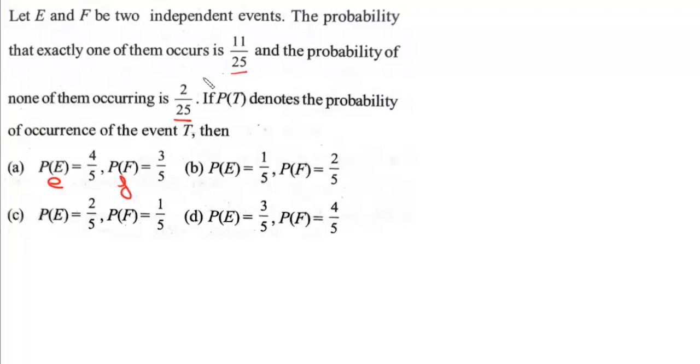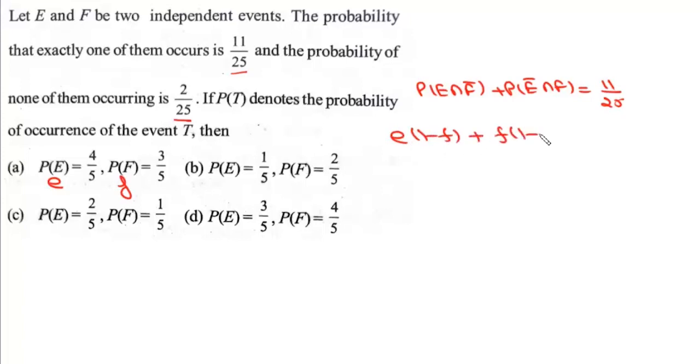Now the probability that exactly one of them occurs is the probability of E intersection F complement plus the probability of E complement intersection F, and this probability is 11 by 25. Since they are independent, it will be E into (1 minus F) plus F into (1 minus E), and it will be 11 by 25. So we can write this as E plus F minus 2EF equals 11 by 25.